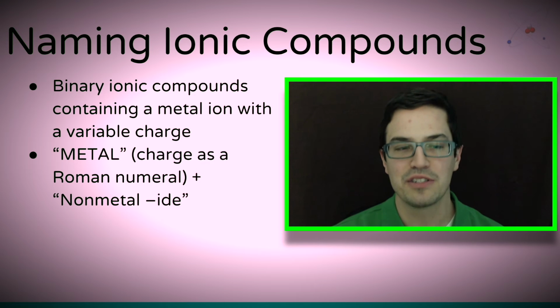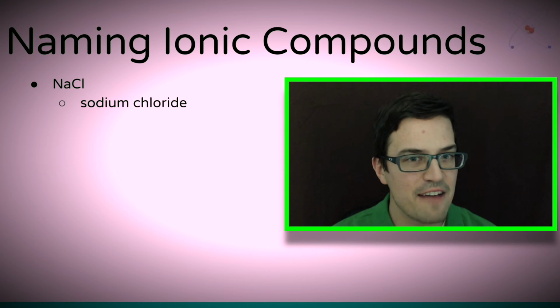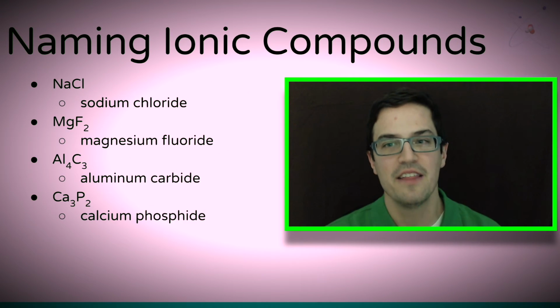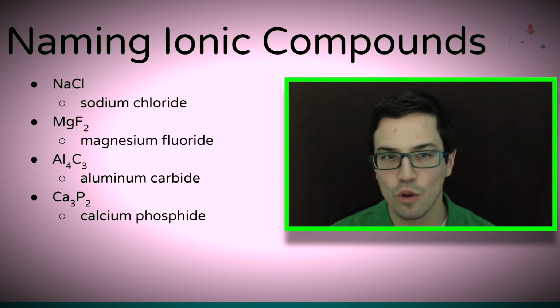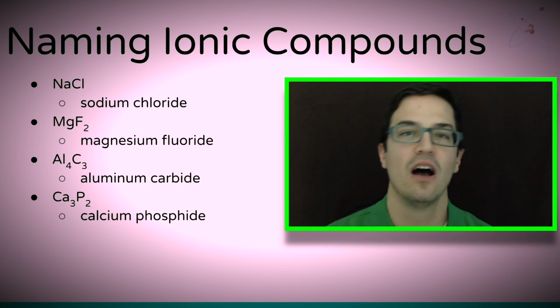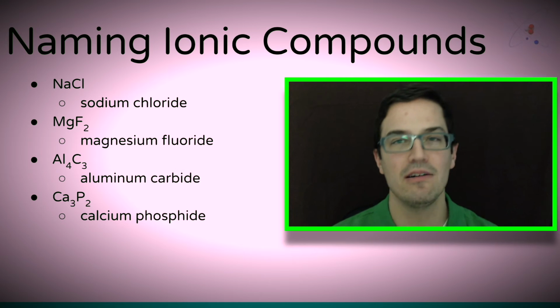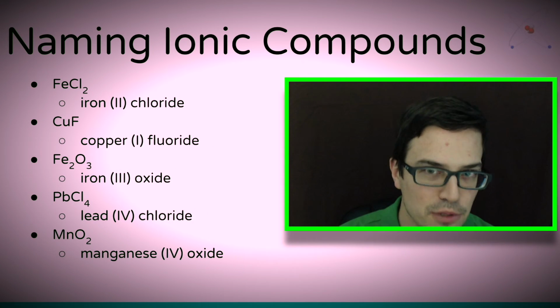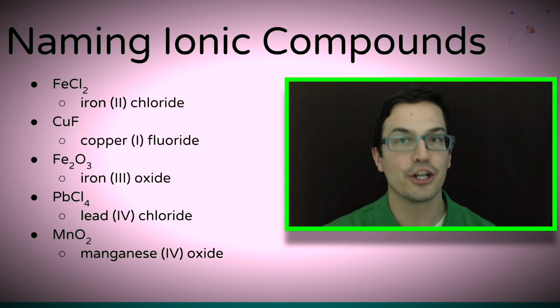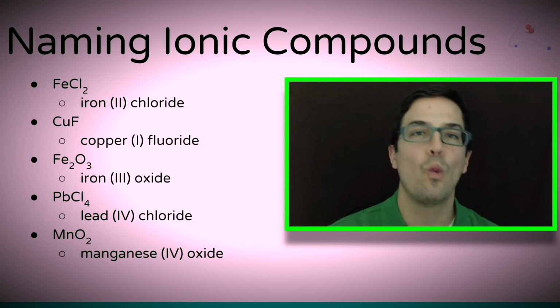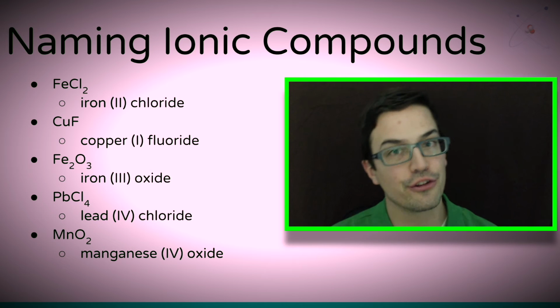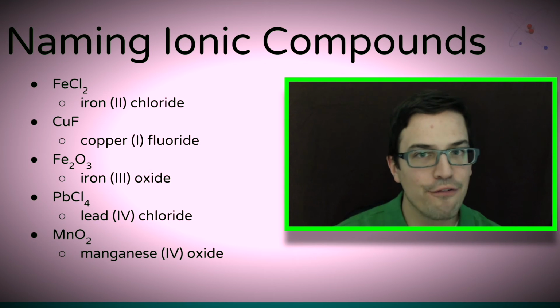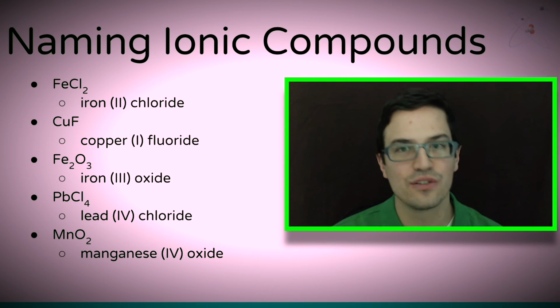Let's look at some examples to cement our understanding. These all have metals with fixed charges. They would simply be read as sodium chloride, magnesium fluoride, aluminum carbide, and calcium phosphide. All of these ionic compounds have metals with variable charges. They would be read as iron(II) chloride, copper(I) fluoride, iron(III) oxide, lead(IV) chloride, and manganese(IV) oxide.